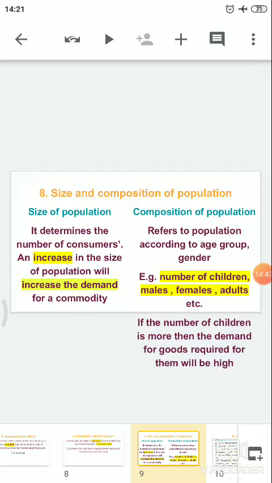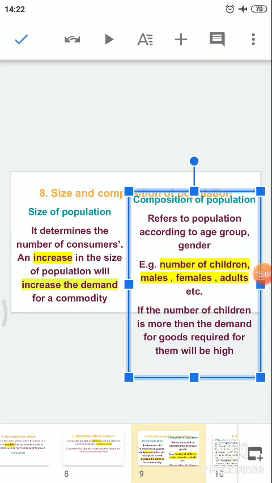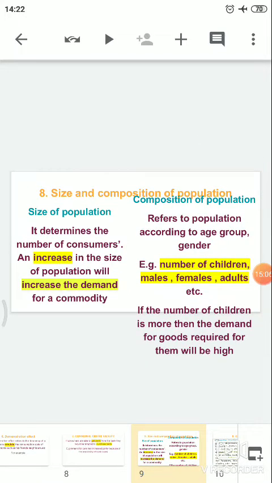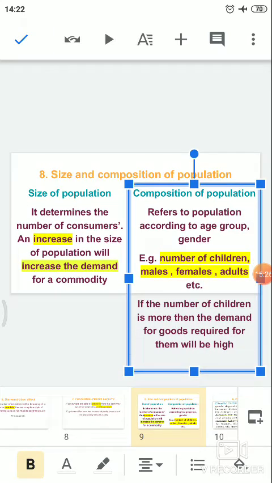Now, composition of population here refers to what type of people are present in the population, whether there are more number of children, more number of males, females, adults, old age people. What is the composition? Now, if the number of children is more, then the demand for goods required by them would be high. If the number of old age people is higher in the population, then the goods which are demanded by them will be high, and so on. So, this is how it affects.